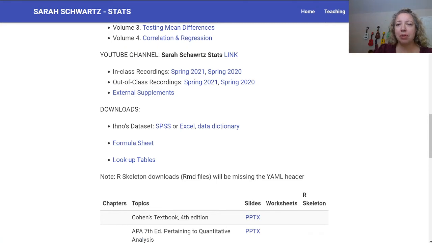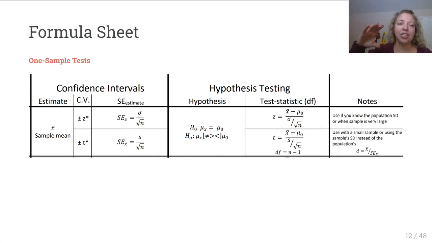But the very top part of the very first page has the one sample tests. And these one sample tests are for using the sample mean. Now we're going to hold off on the confidence interval side. I just want to look at the hypothesis test portion.